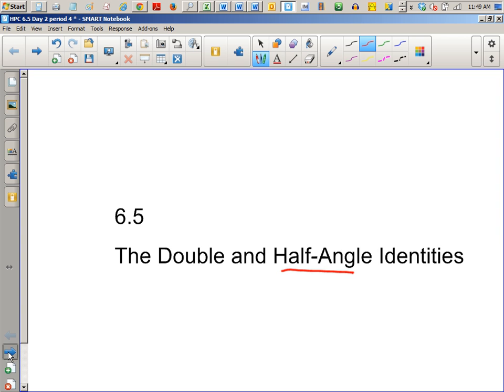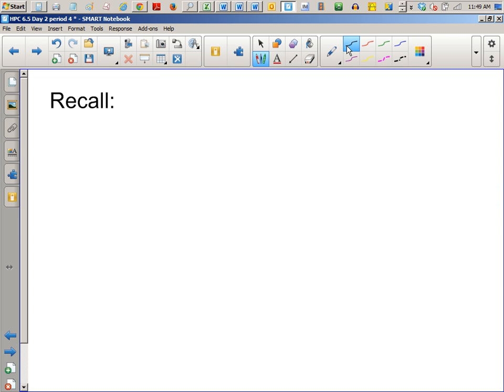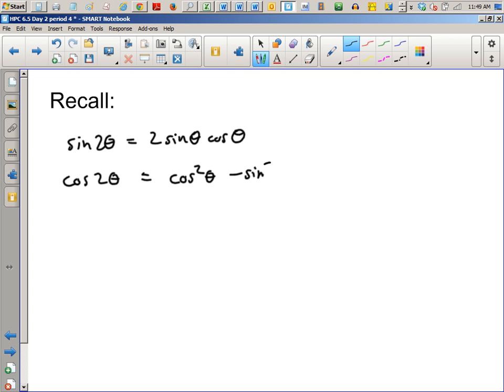So let's just take our formulas from yesterday. Sine of twice an angle is 2 sine times cosine. And cosine of 2 times an angle is cosine squared minus sine squared. And tan twice an angle is 2 tan over 1 minus tan squared.